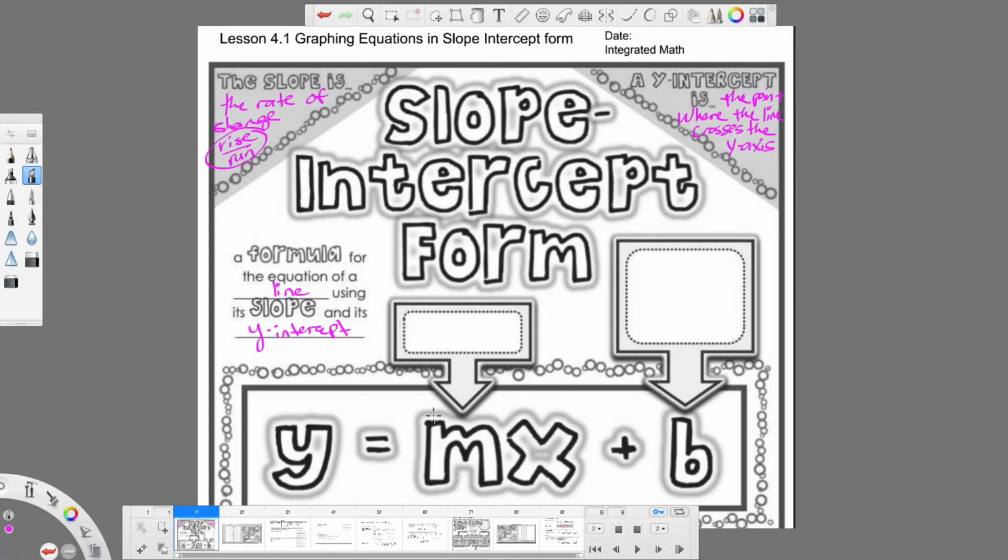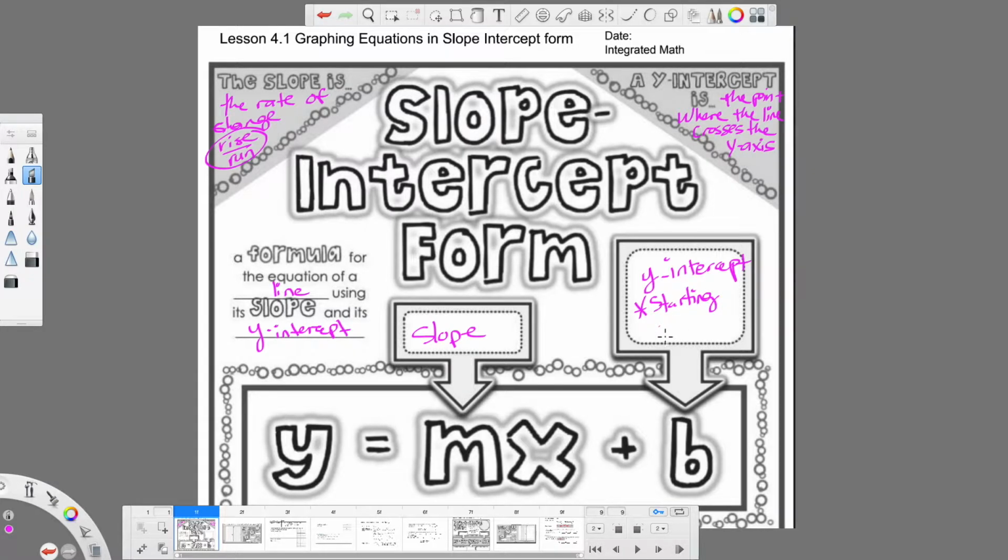m is our slope. And b represents the y-intercept. Y-intercept. Spelling that funny. Go back. Intercept. There we go. And a big thing on this one is it is the starting point.